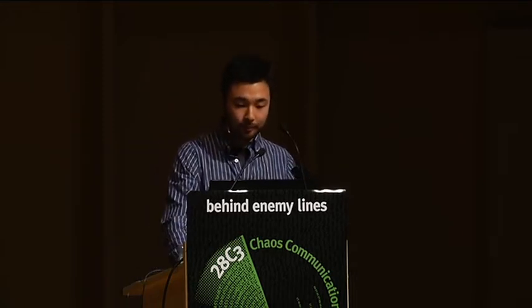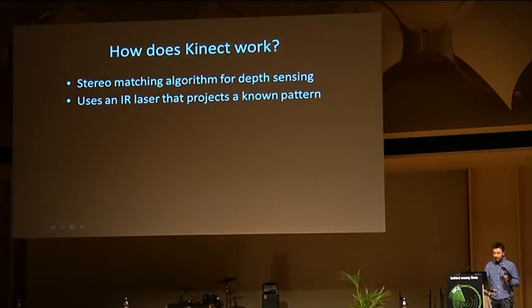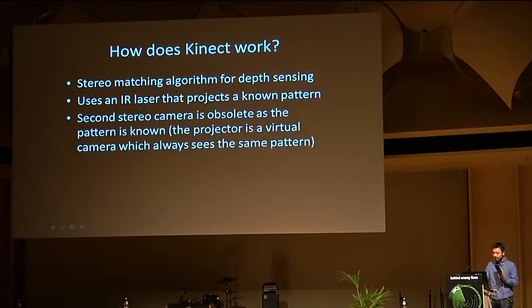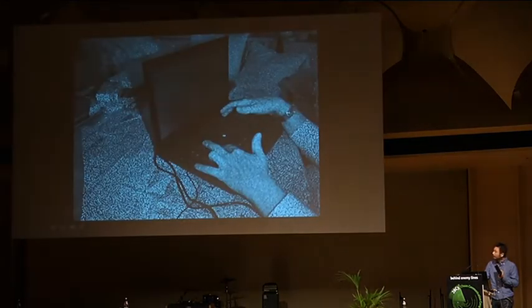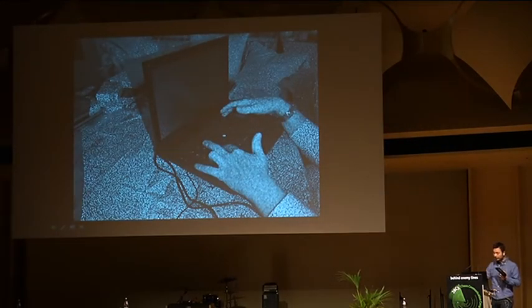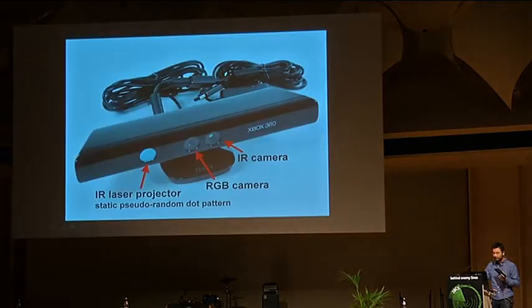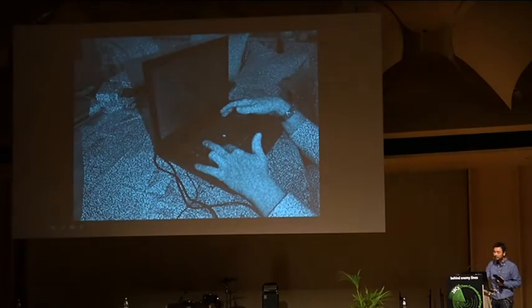So there's an infrared laser projector which projects a speckle pattern into the environment. Maybe some of you have already seen how it looks. This is what the Kinect camera sees. The Kinect camera has the infrared laser projector and a color RGB camera, which doesn't do anything for depth calculation. It's just for augmenting 3D graphics with color. And the IR camera is the camera which actually picks up this dot pattern.